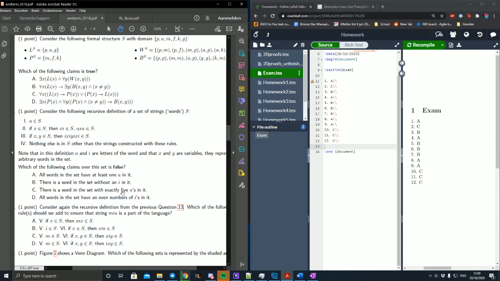There is a word with exactly 5 A's in it. Well, A is in here. If it's in here, then A is in here. If A is in here, then A is in there. So that's C. And all words in the set have an even number of I's in it. Well, A is in here, so AI is in there, and that only has one I, so that's false.